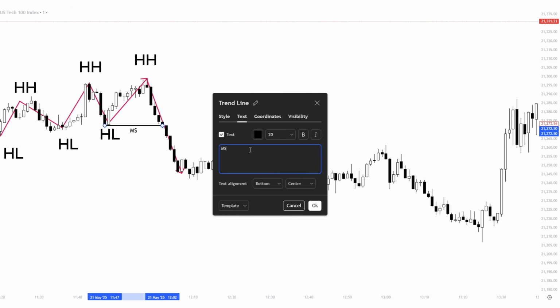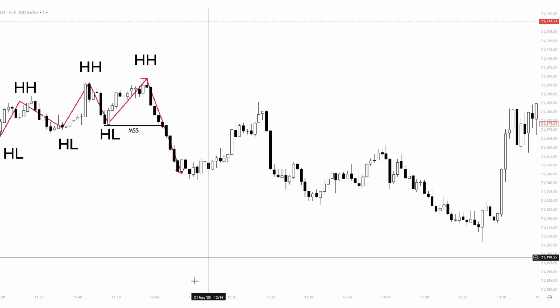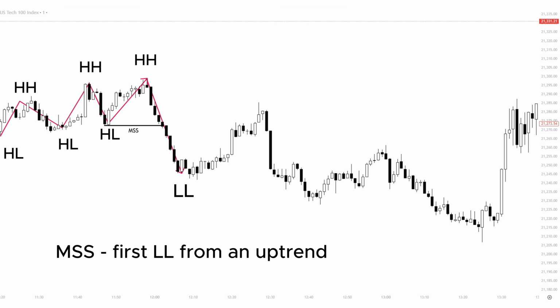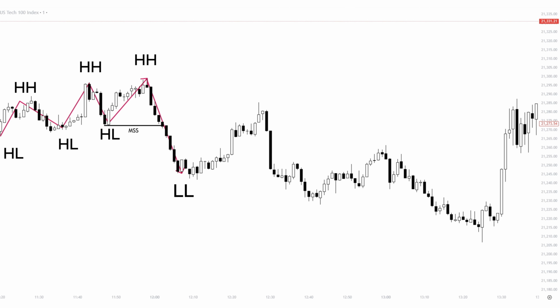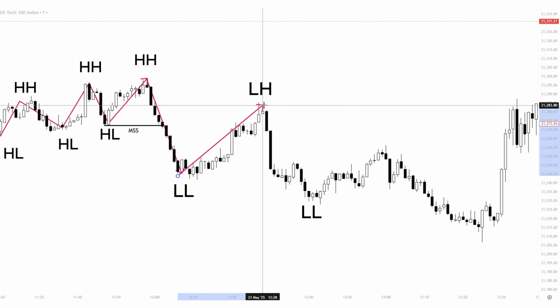The trend reversed since this chain of bearish candles broke down below the last higher low, thus forming a lower low. And the first lower low from an uptrend is a market structure shift. It's basically the validation that the market has officially entered into downtrend territory after breaking the lows. And the most likely scenario is the market forming lower highs, followed by lower lows, so essentially continuing the trend.